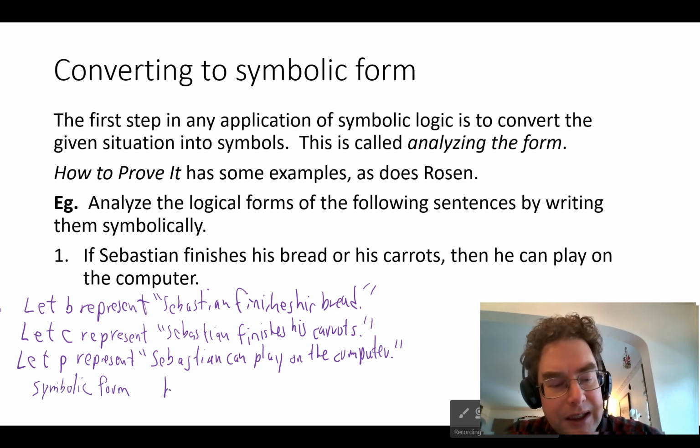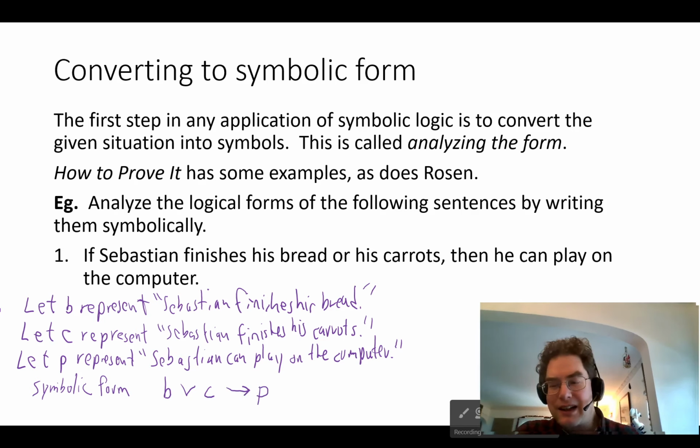So we've got B: Sebastian finishes his bread, or we want to have our inclusive or here, so we'll put the wedge symbol there. Or Sebastian finishes his carrots, that's C. And then we have this if-then, so the part that's being implied here is this end part. Sebastian can play on the computer. We want to represent that with P. Okay, so we've got all the major elements here in terms of both simple sentences and connectives.